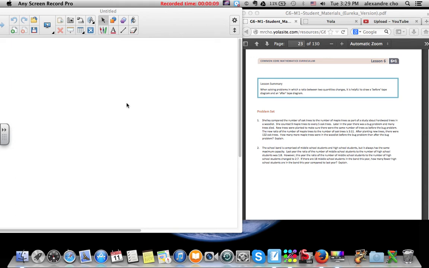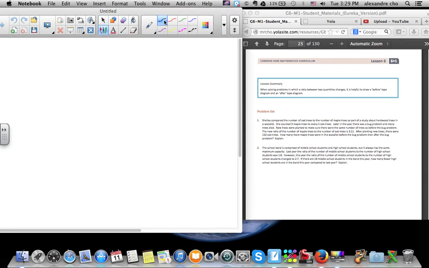Okay, this one is one of the ones that I wrote that is a little bit more challenging. So, we have a question. Shelley compared the number of oak trees to the number of maple trees as part of the study. She counted 9 maple trees to every 5 oak trees. So, let's write that down because we're going to need that information.